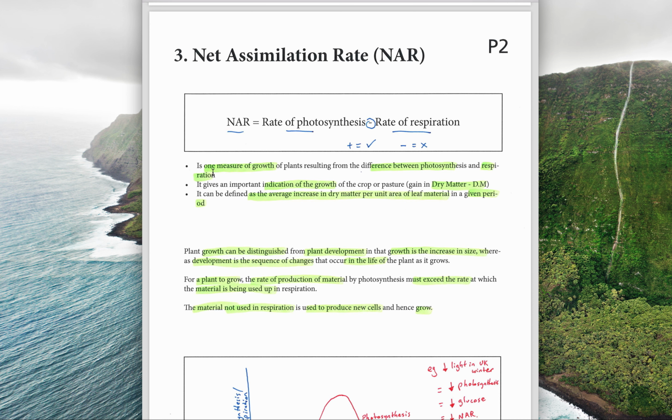So what it is, it's a measure of growth of plants resulting from the difference between the amount of photosynthesis and the amount of respiration. And so it gives you important knowledge about how much your plant is going to put on in weight. And the way we measure weight in plants is called dry matter. Obviously, a large portion of plants is water, and the way we measure it is by drying the plants out and weighing the dry material, because water isn't really worth anything. And obviously this is worked out over a period of time as an average for the plant.